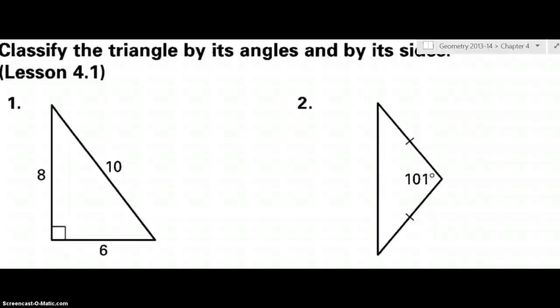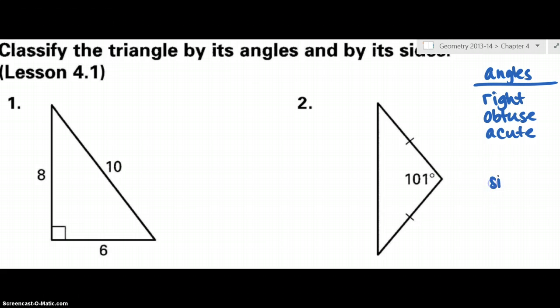Okay, so for the first part, it says classify the triangle by its angles and by its sides. So before we do that for the specific triangles, let's talk about our options for classifying triangles by their angles. So what are our words that we can use? How can we classify a triangle by the angles? Right triangle? What else? Obtuse triangle? Acute?